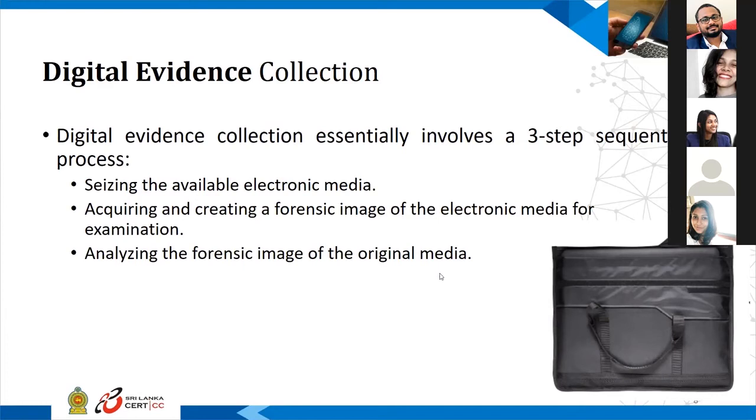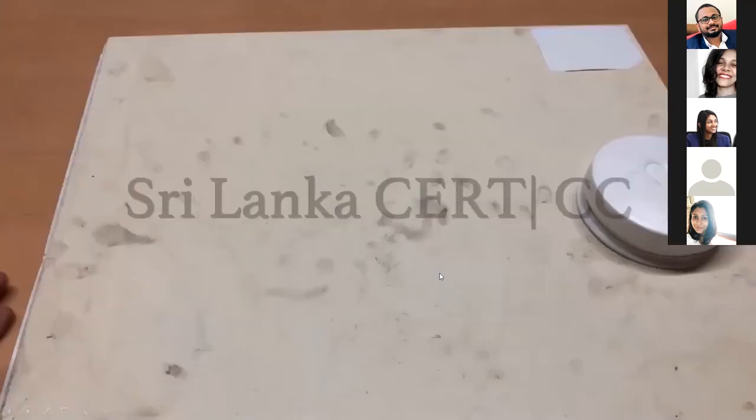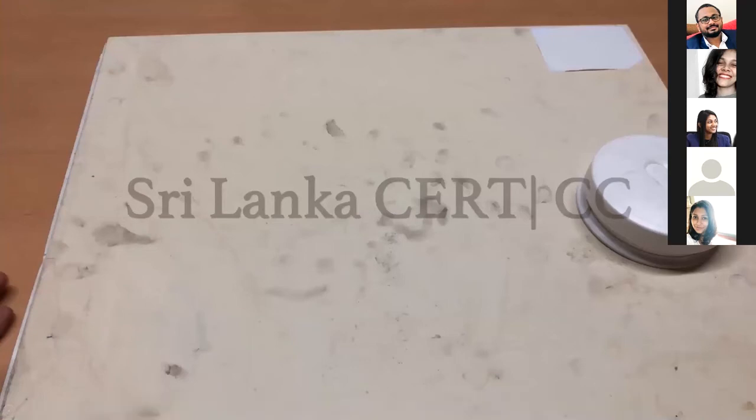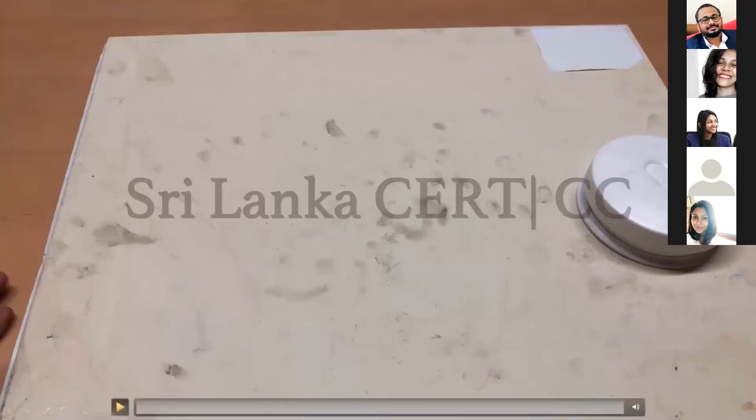Next one is a video. If you all have any problems hearing the sounds of the video, please let me know. This is evidence that the Sri Lanka CERT officers have seized, and it was in an ATM place. It was fixed by an attacker to get credit card information. This was an incident that happened in Sri Lanka. Let me know if you can't hear the sound.